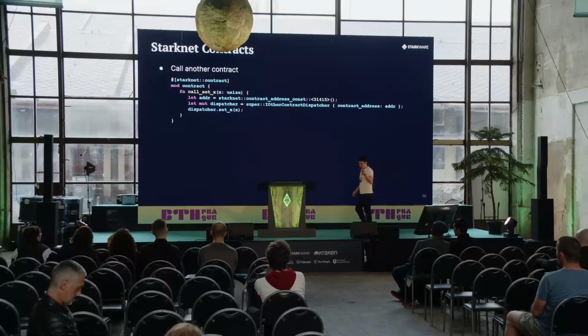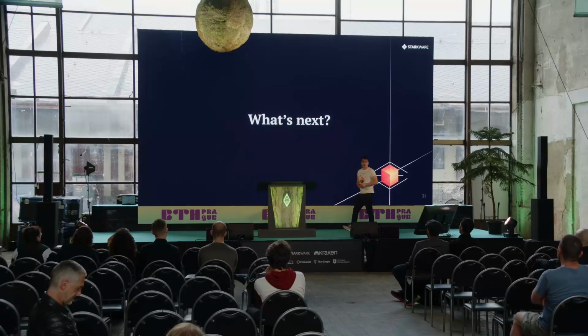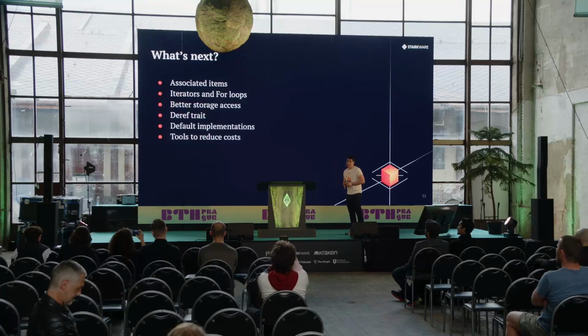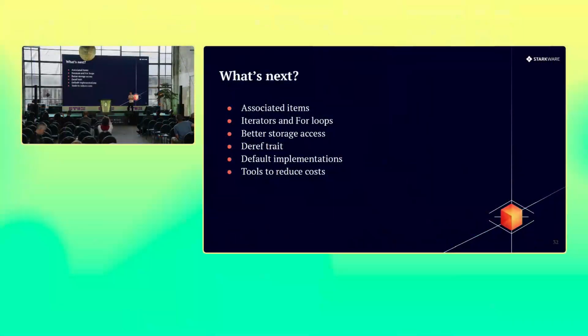I'll skip this. You can obviously call other contracts, and that's it. What's next? We are adding associated types. If you know Rust, you'll know what it means.